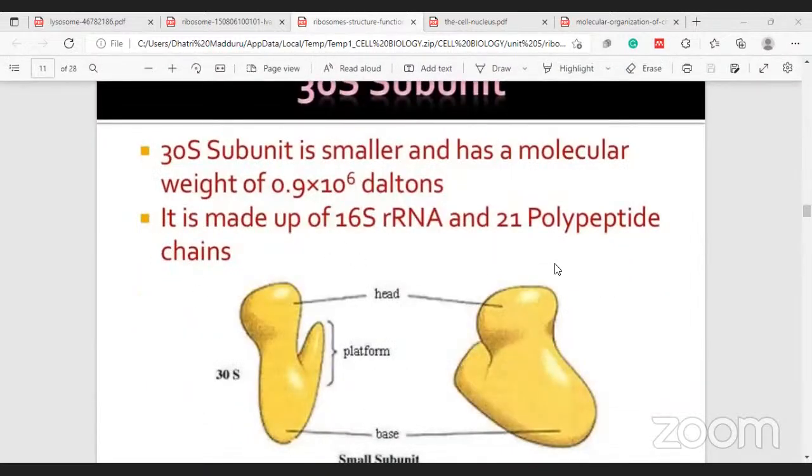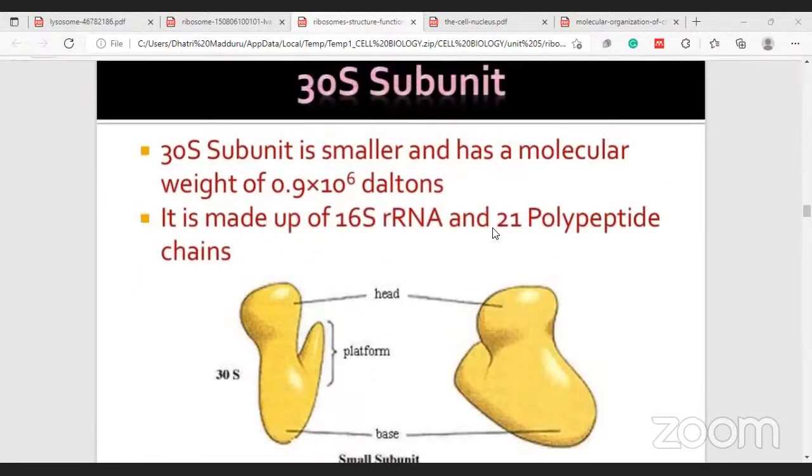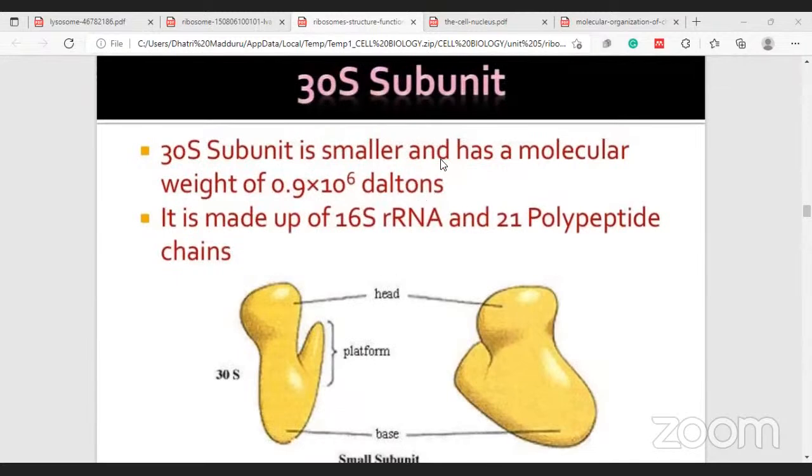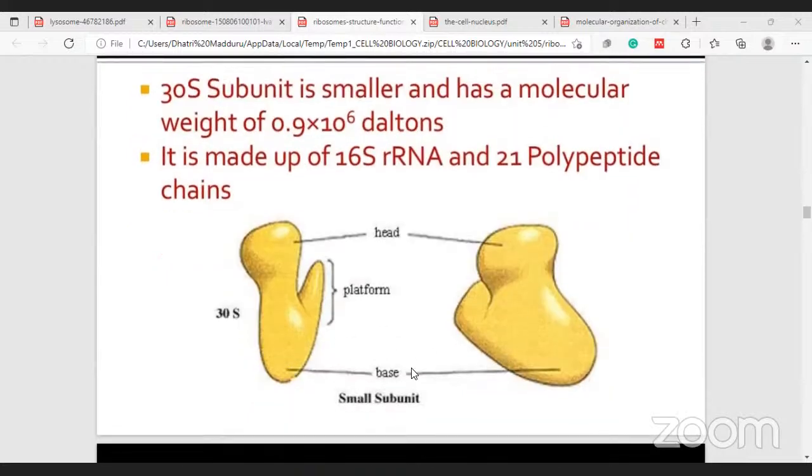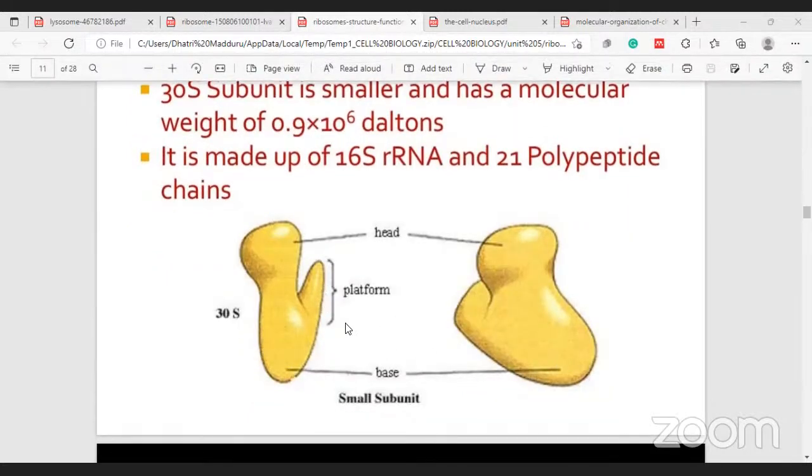So this 30S subunit is the smaller subunit and it has a molecular weight of 0.9 into 10 power 6 Dalton. It has 16S rRNA and 21 polypeptide chains. This is called the base, this is called the platform, and this is the head.